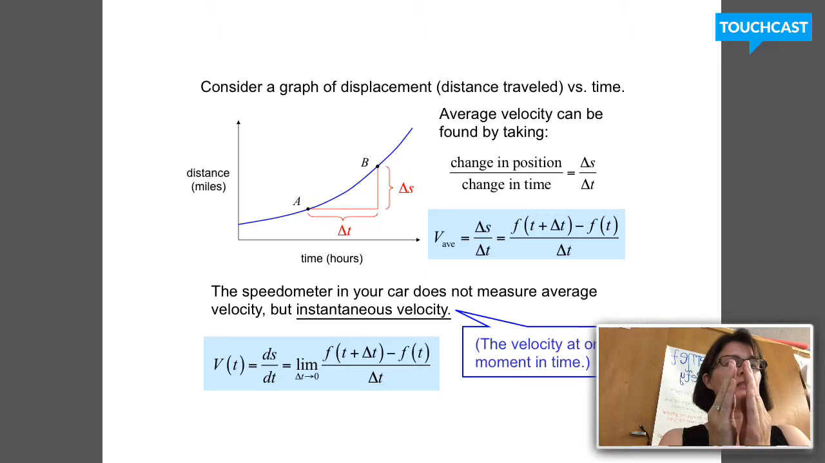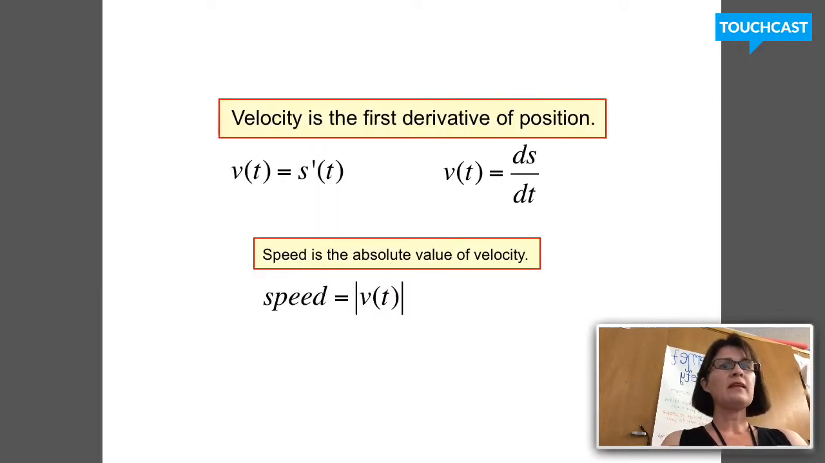So notice what happens here. The change in distance over the change in time. So average velocity, if I take the limit as those two points get closer and closer together, I'm getting instantaneous velocity, which we now also know, if I let those two points get closer and closer together, I'm finding the slope of the tangent line. So instantaneous velocity is the same as the slope of the distance function. That tells us that velocity is the derivative of the distance function or the position function. So that's your first fact there. Velocity is the first derivative of position.